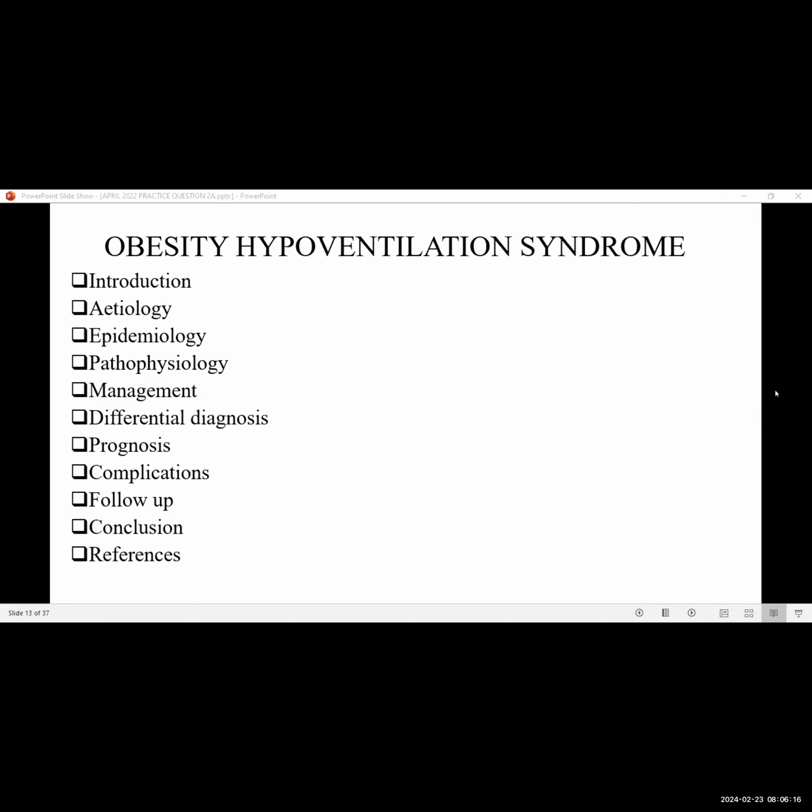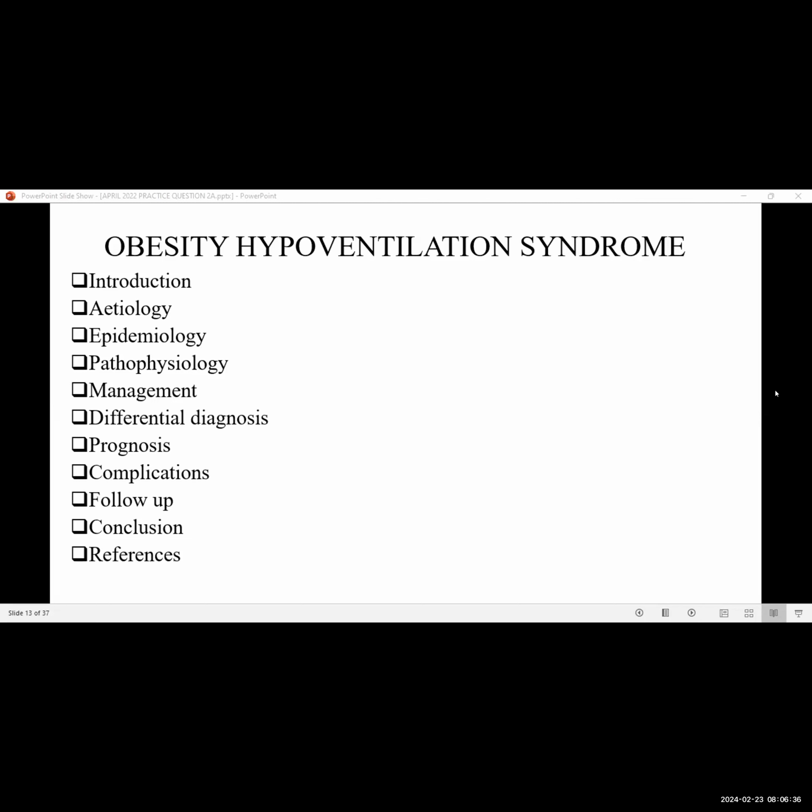Dr. Momodu said OHS with pulmonary hypertension may be the diagnosis. Dr. Esther says, can you kindly go over the role of leptin? The role of leptin. Okay, that's the first question. Just take notes.